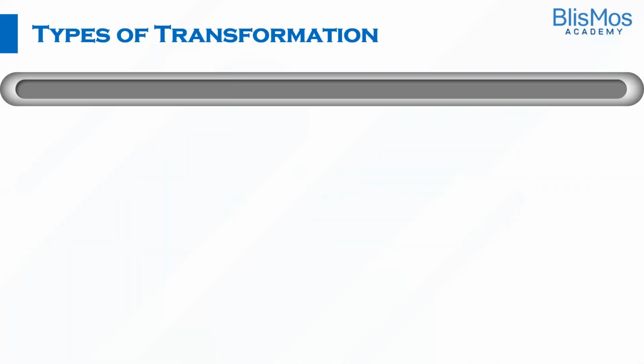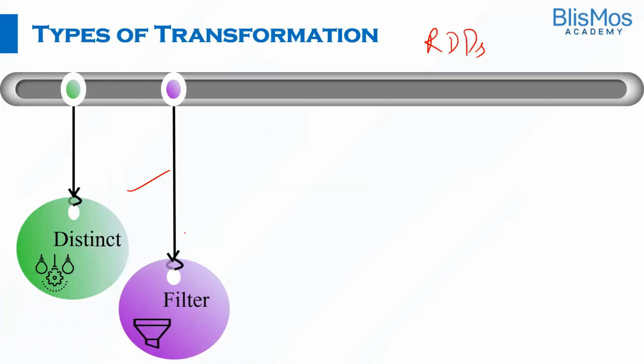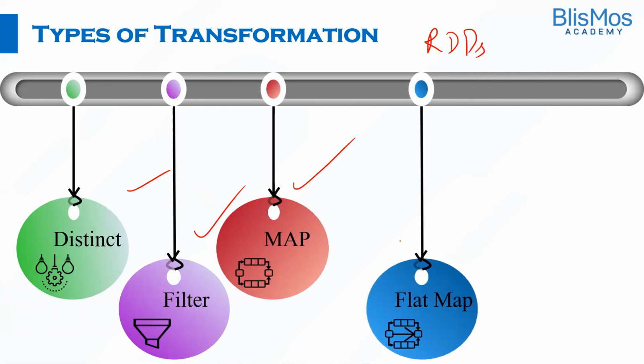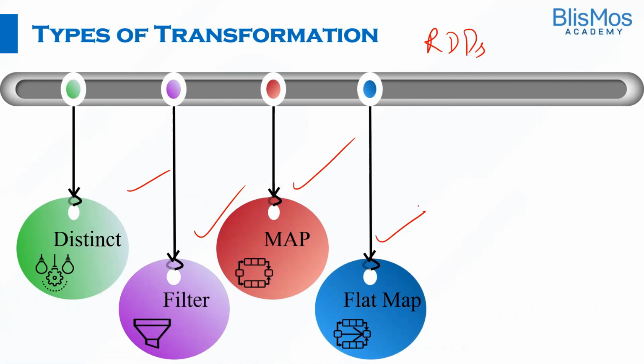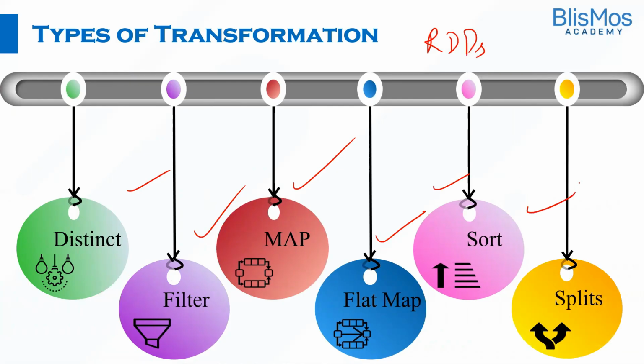Having understood how we go about performing a transformation on RDDs, let us look through the different types of transformations which are available for RDDs. First and foremost we have distinct, the second one being filter, the third one being map, the fourth one being flat map. These are a couple of transformations which are available only in the RDDs. We do have sort, which was available in data frames as well, and we do have splits, which was available in data frames as well. Let us see all these transformations one by one.